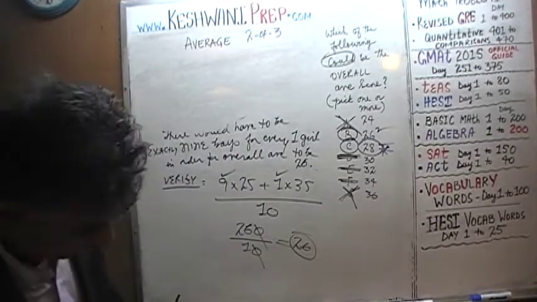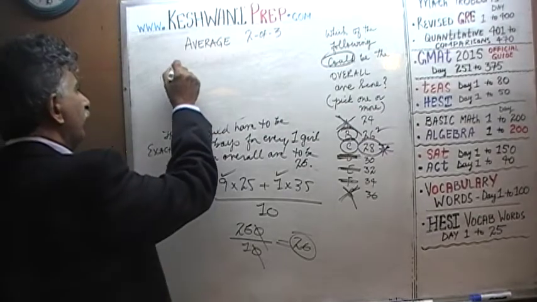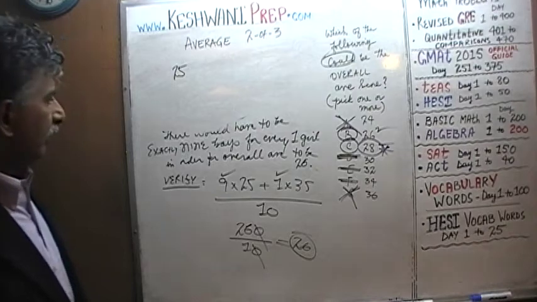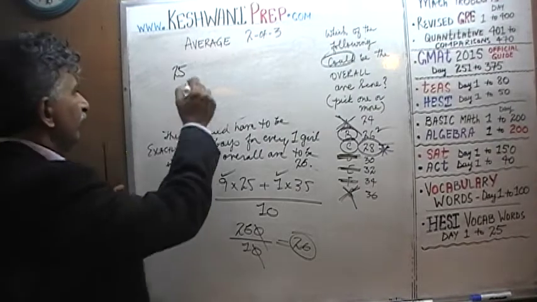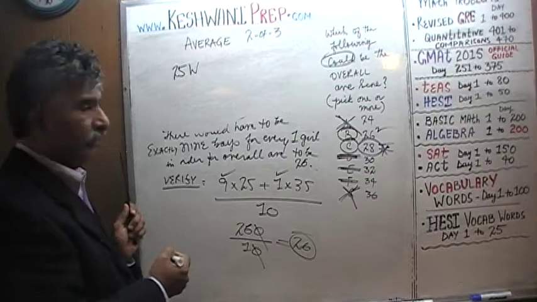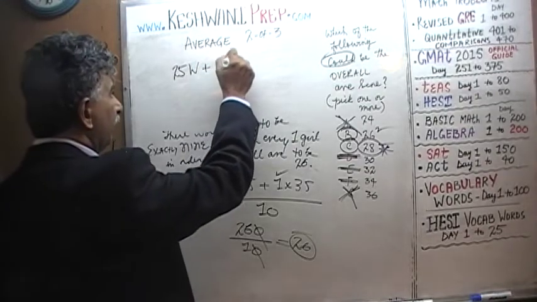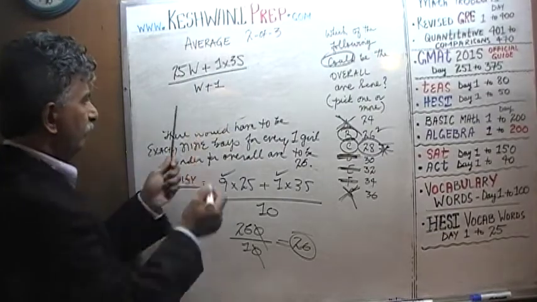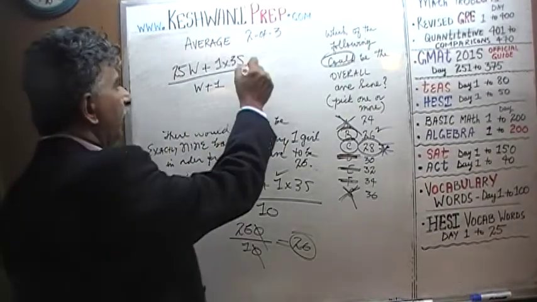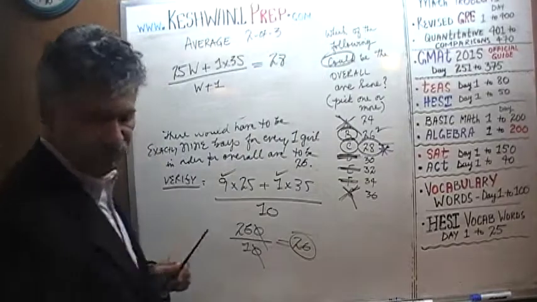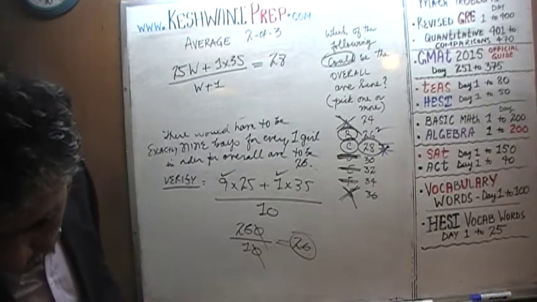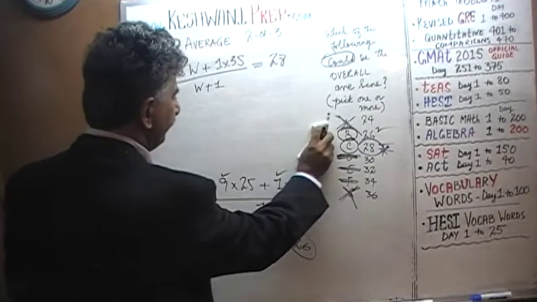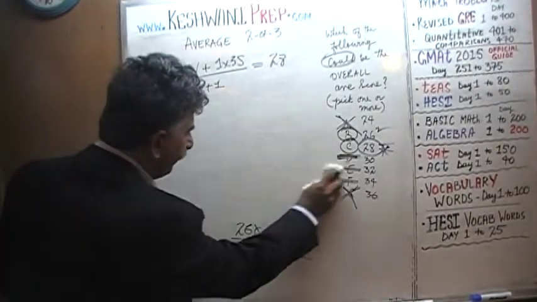So now, again, the average for the boys is 25, and we can use the same symbol, doesn't matter. That's the weighted average for the boys, and we have 1 girl, and she scores 35, so we have W boys for every 1 girl, and now we want it to be 28. Same as before, nothing novel, nothing new. Very simple process, same as before. Let's solve it, shall we?